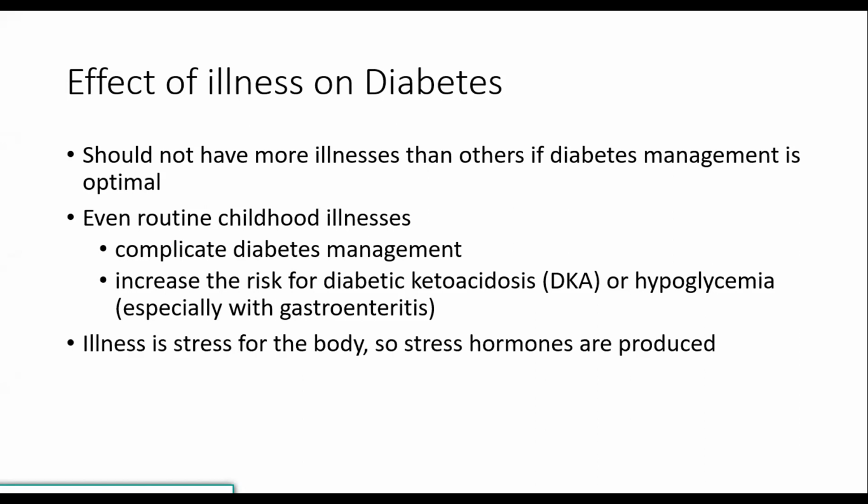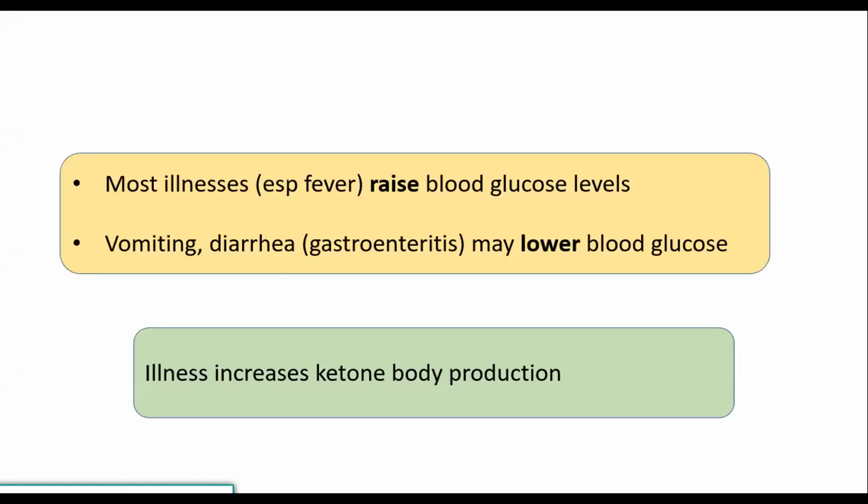So important to remember is illness is a stress for the body. Because it is a stress, stress hormones are produced, and these stress hormones act against insulin. So what happens is, most illnesses raise blood glucose levels. It can be fever with any illness, or it can be any psychological stress also, which can raise the blood glucose levels. We get many people with type 1 diabetes, admitted in the psychiatry ward, who have raised blood glucose levels. So it is expected that blood glucose levels would be raised.